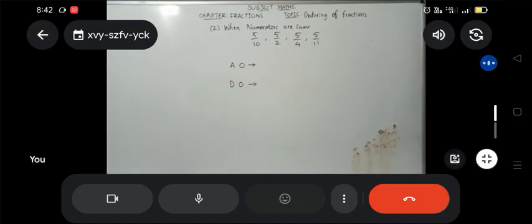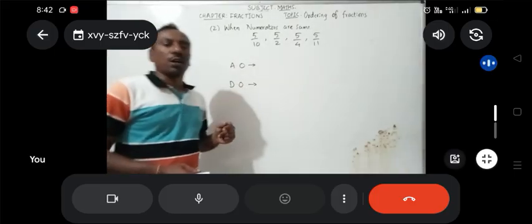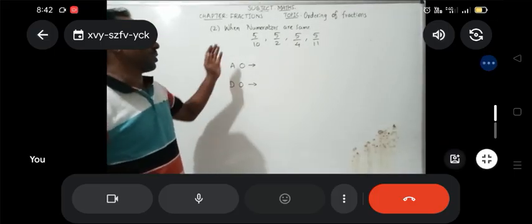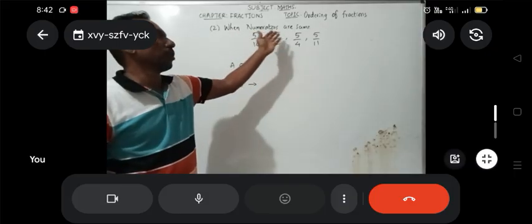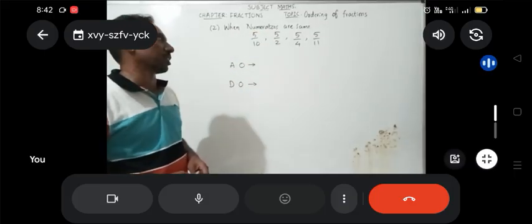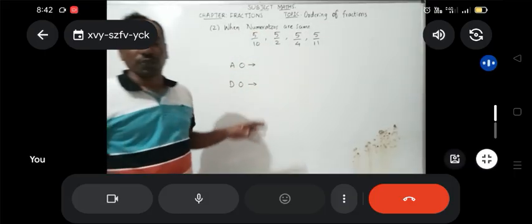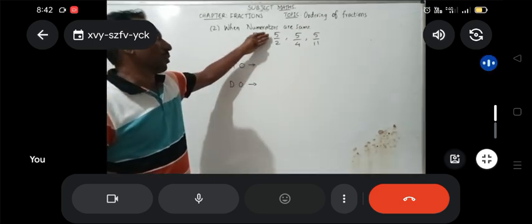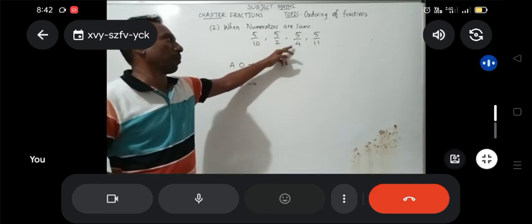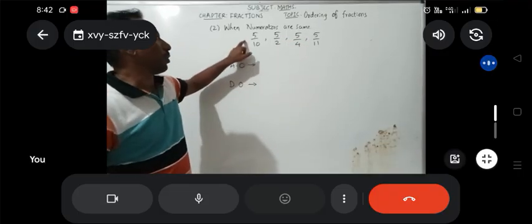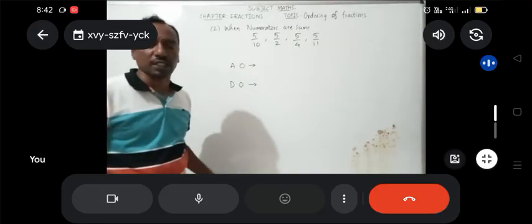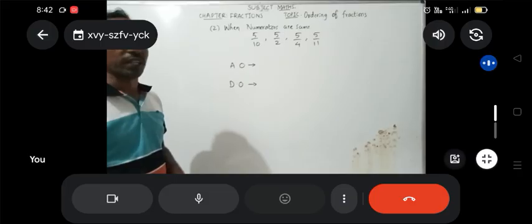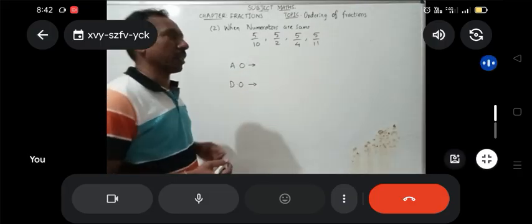Dear students, now let us order the fractions when the numerators are the same. How can we order the fractions? That we are going to discuss now. 5 by 10, 5 by 2, 5 by 4, 5 by 11. When you look at the numerators, all the numerators are the same, denominators are different. So how to solve this one?